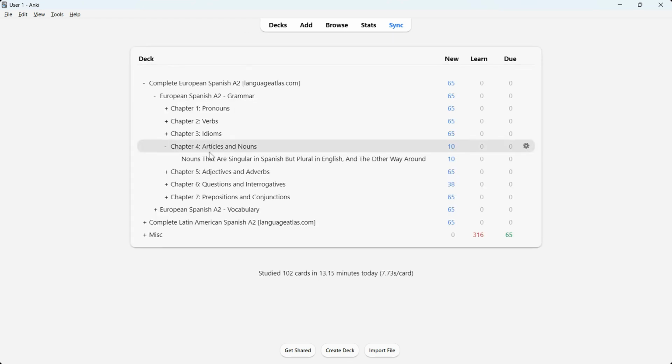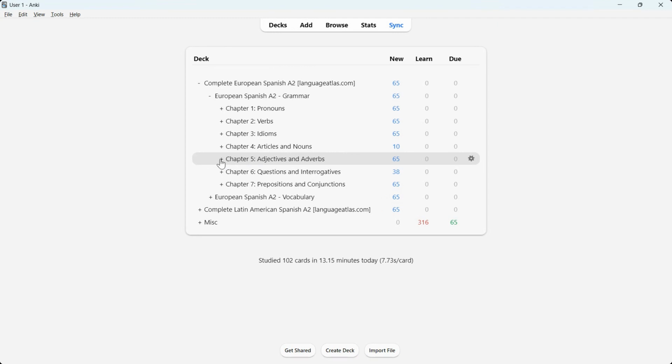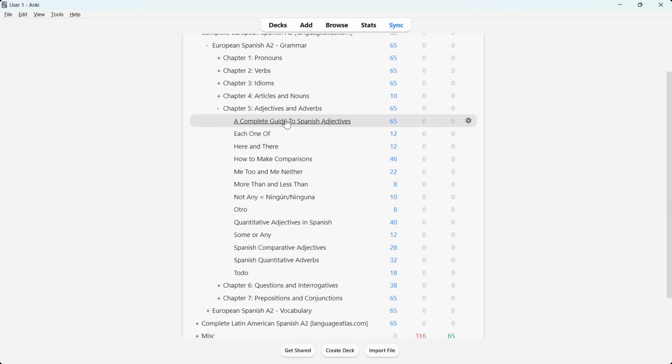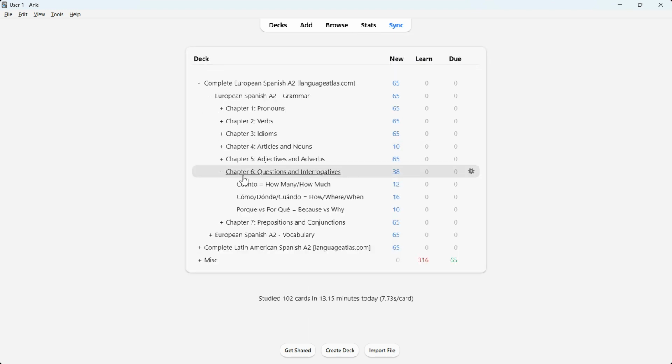Chapter 4, articles and nouns. So nouns are singular in Spanish, but plural in English, and the other way around. We have adjectives and adverbs. So we have a complete guide to Spanish adjectives, how to say here and there, how to say quantitative adjectives in Spanish, comparative adjectives, these kind of things. We have questions and interrogatives, how to say how much, how many, how, when, where, because versus why.